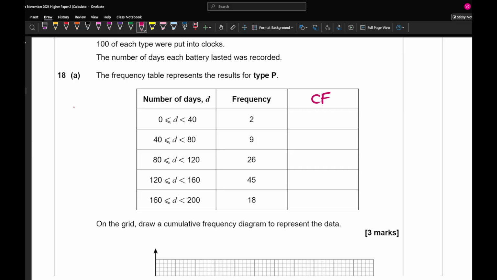And what I need to do is ask myself how many batteries lasted less than 40 days. And that's going to be 2. How many batteries lasted less than 80 days is going to be 9 plus 2, which is 11. How many batteries lasted less than 120? That's going to be 26 plus 11, which is 37. How many batteries lasted less than 160? Well, that's going to be 45 plus 37, which gives me an answer of 82. And then how many batteries lasted less than 200? Well, that's going to be pretty much all of them, which is 100.